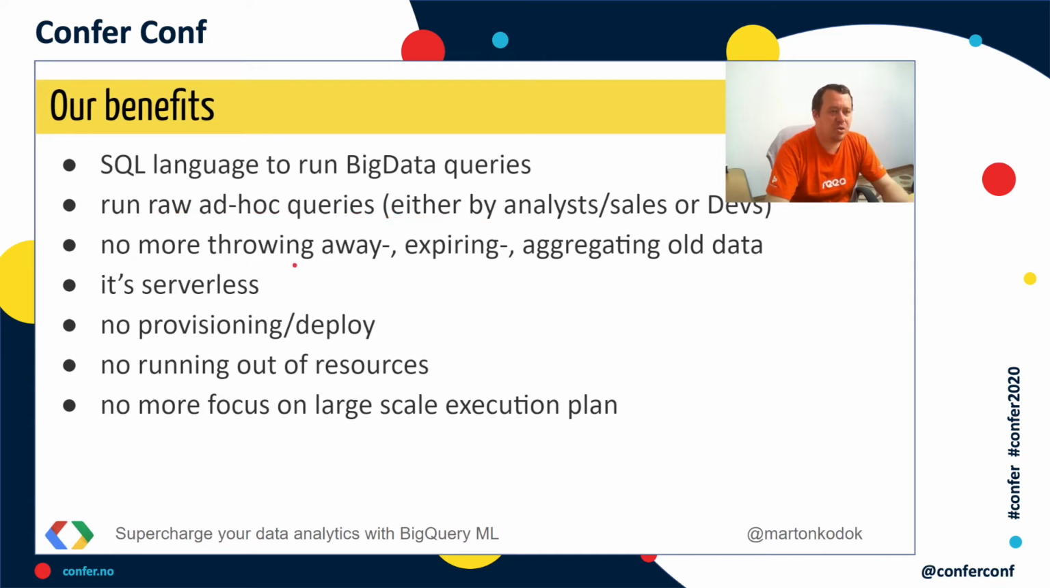We are no more throwing away or expiring or aggregating data. This means that we end up adding a lot of data collection, and we are choosing a minimum granularity for that. We are not aggregating per day in order to have less data. It's serverless, so we don't need to care about any capacity, system stack and everything. We don't need to care about provisioning, deploying everything. It's no running out of resources, and no more focus on large-scale execution plans.